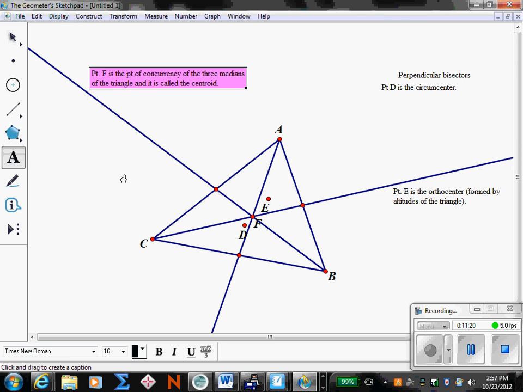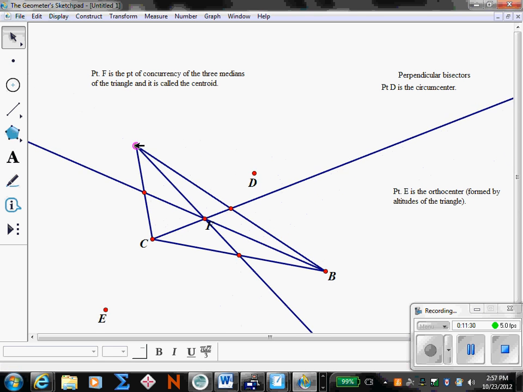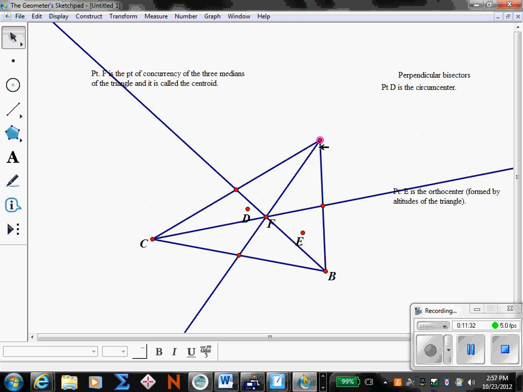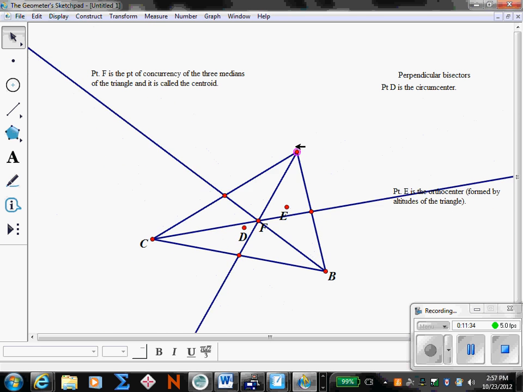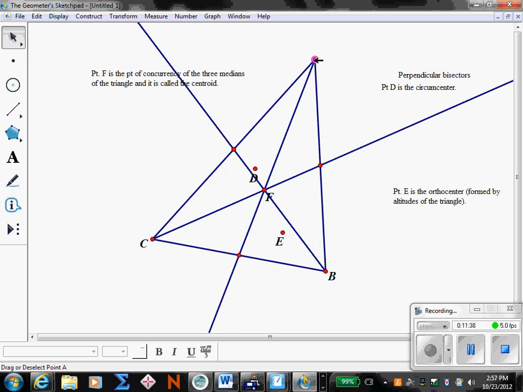Okay, so I would take a picture of that. Notice I have all three of these points on the interior of my triangle. Point E and D can be on the outside. F remains on the inside.